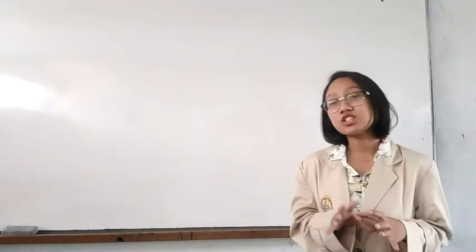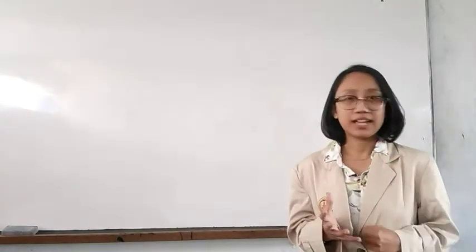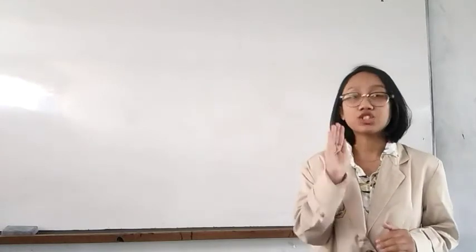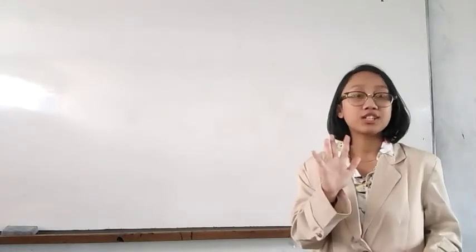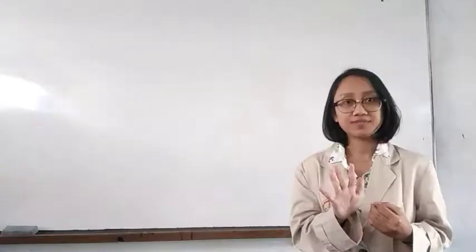Now jump to the second one. The generic structures are the text structures of an application letter. There are 5 main generic structures of an application letter. What are they? The first one is header, and then salutation or greeting, body. Number 4 is closing. Last but not least is your signature.